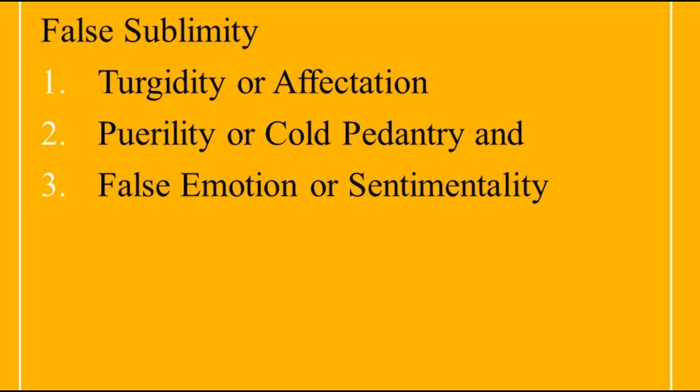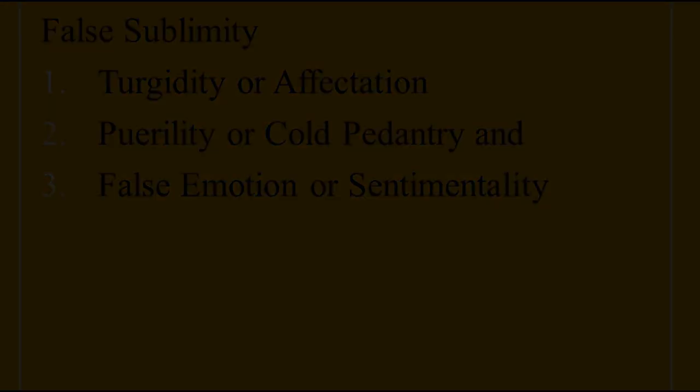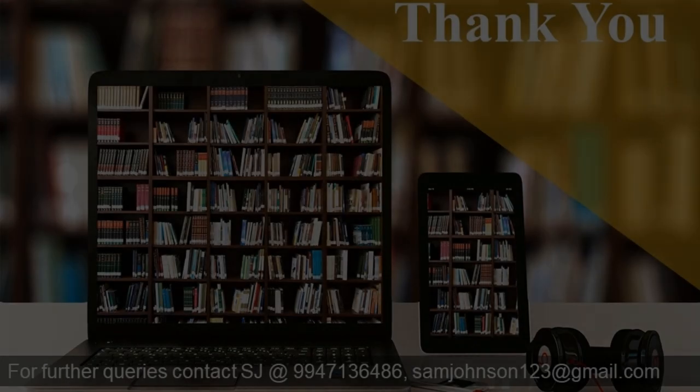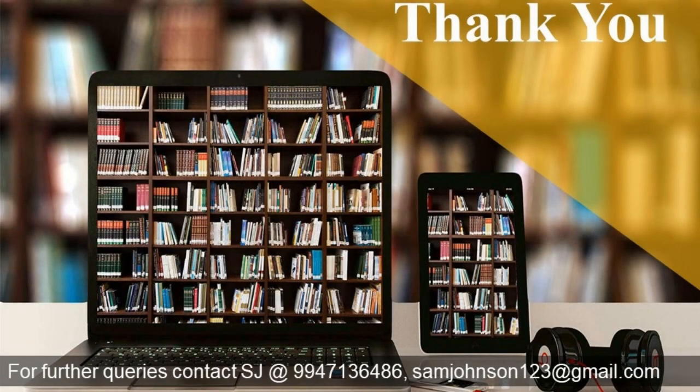While turgidity is an endeavor to go above the sublime, puerility is the sheer opposite of it. It is a thoroughly low, mean and ignoble voice. It manifests itself in cold pedantry, and thereby the work ends in frigidity. The false sublime also results when there is a cheap display of passion, when it is not justified by the occasion. So these are the four critics that we focus on as part of classical criticism.